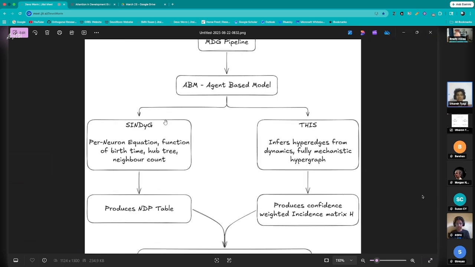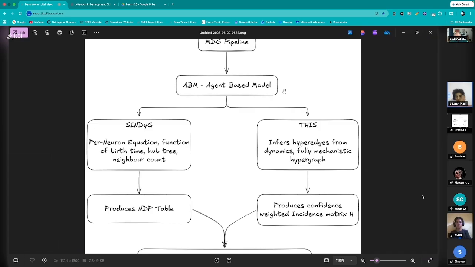Previously, I was using SINDy. SINDy uses the inputs from our ABM, the outputs from our ABM, and the continuous physical parameters it gives out, the positions X, Y, Z, and then it forms the functions or equations that would guide our NDP. But there's a problem with SINDy: it does not have any knowledge about two different neurons that work together and are connected.